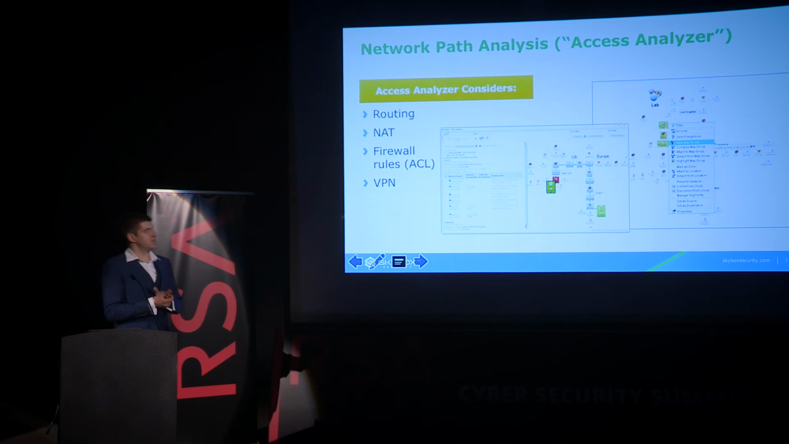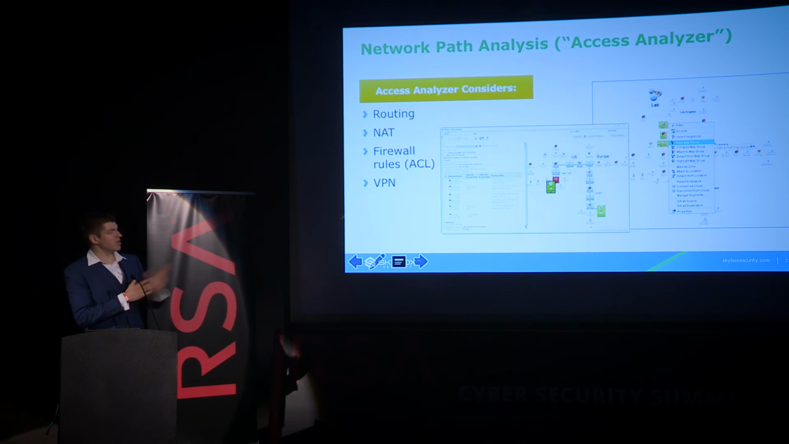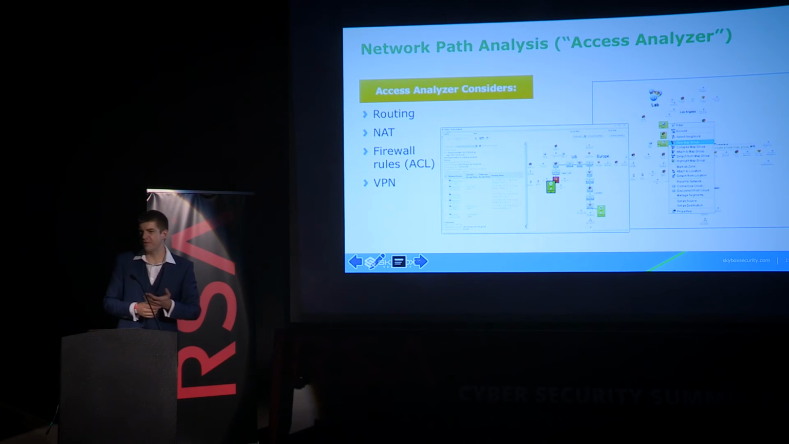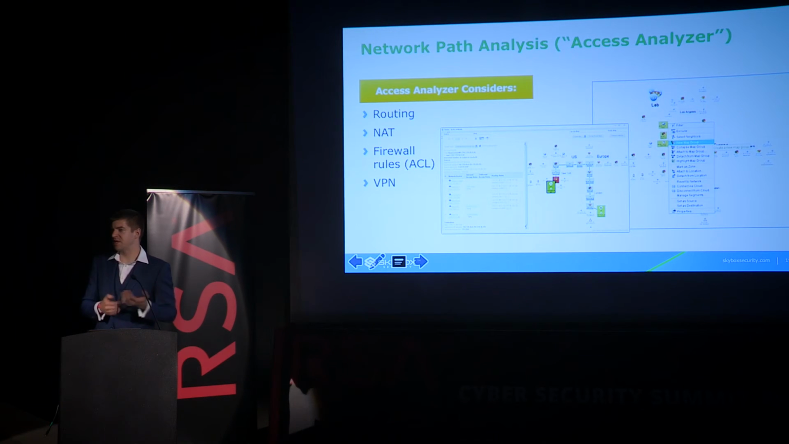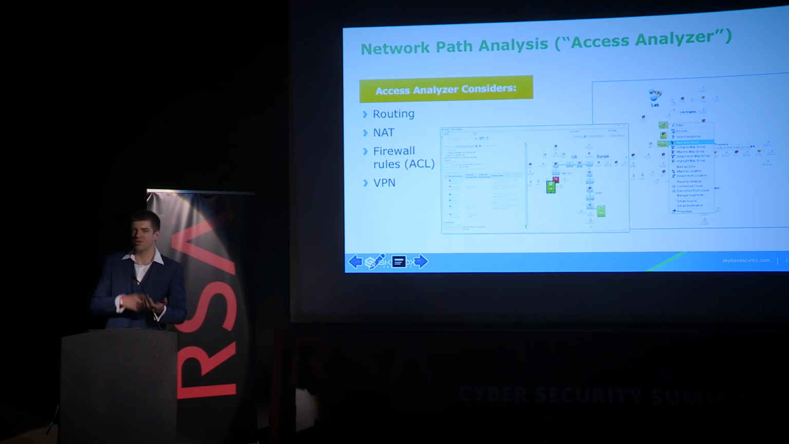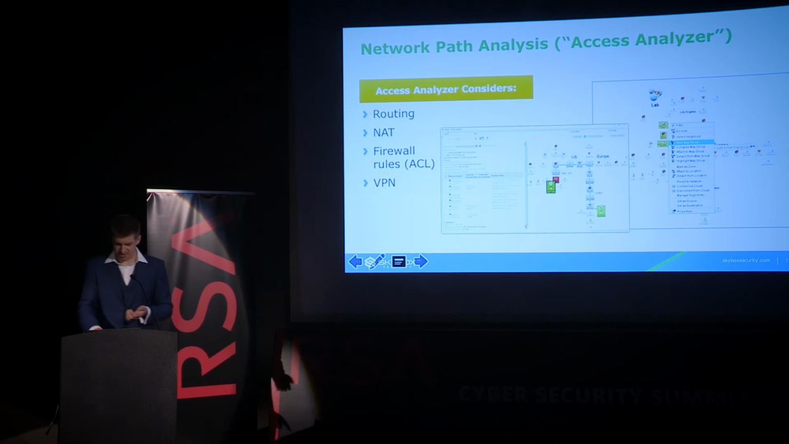Then you would start analyzing, okay, what kind of access is available from point A to point B? We would show you how things are configured in between. Are they compliant with NIST 800-41 or with the best practices that come from Cisco, Checkpoint? Everything is there by default, instantaneously showing you which rules on your firewall are shadowed, which rules are redundant, etc.